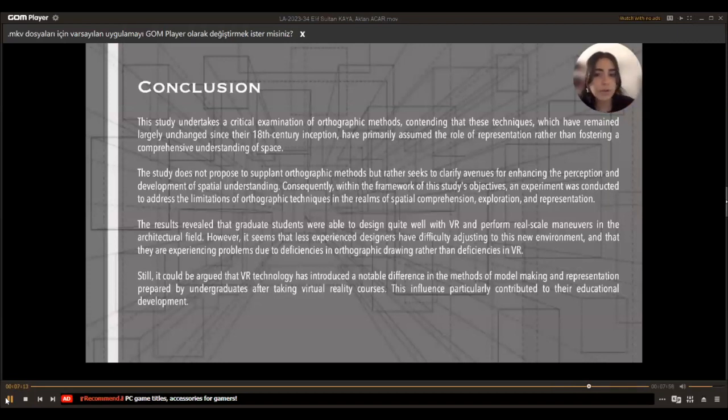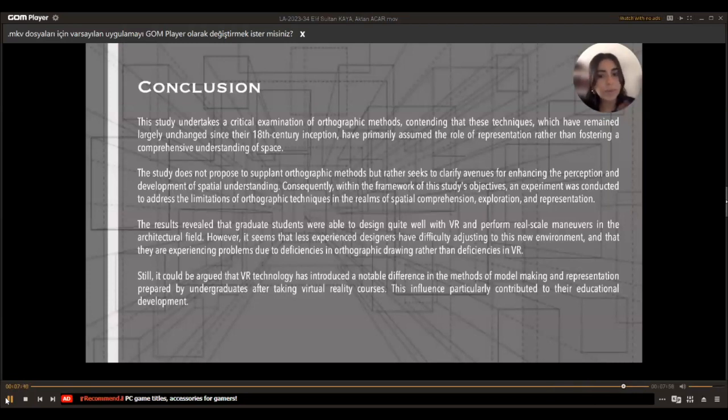Still, it could be argued that VR technology has introduced a notable difference in the methods of model making and representation prepared by undergraduates after taking virtual reality courses. This influence particularly contributed to their educational development. This experiment sought an answer to the question claimed in this study as proposed within the scope of the thesis and brought it closer to its purpose.